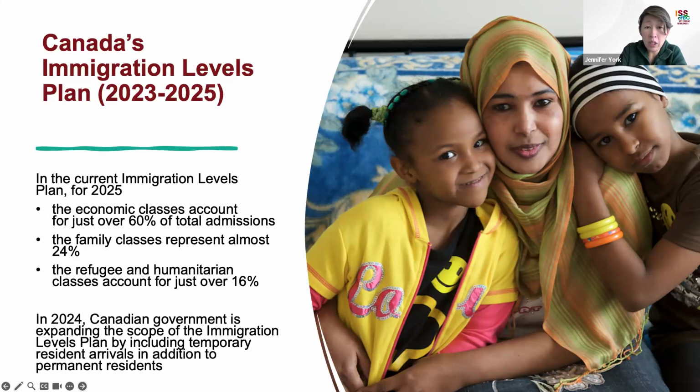In terms of the immigration levels, you'll notice that refugee and humanitarian classes are just over 16%, as well as the other 16%, whereas the economic class is 60% and the family class 24%. If you take the previous numbers and take 16%, that will give you a sense of how many refugees are intended to be resettled into Canada. It could be government-assisted refugees, privately sponsored refugees, or BVORs. What is important to note is there are plans to increase the number of privately sponsored refugees and decrease the number of government-assisted refugees to Canada.